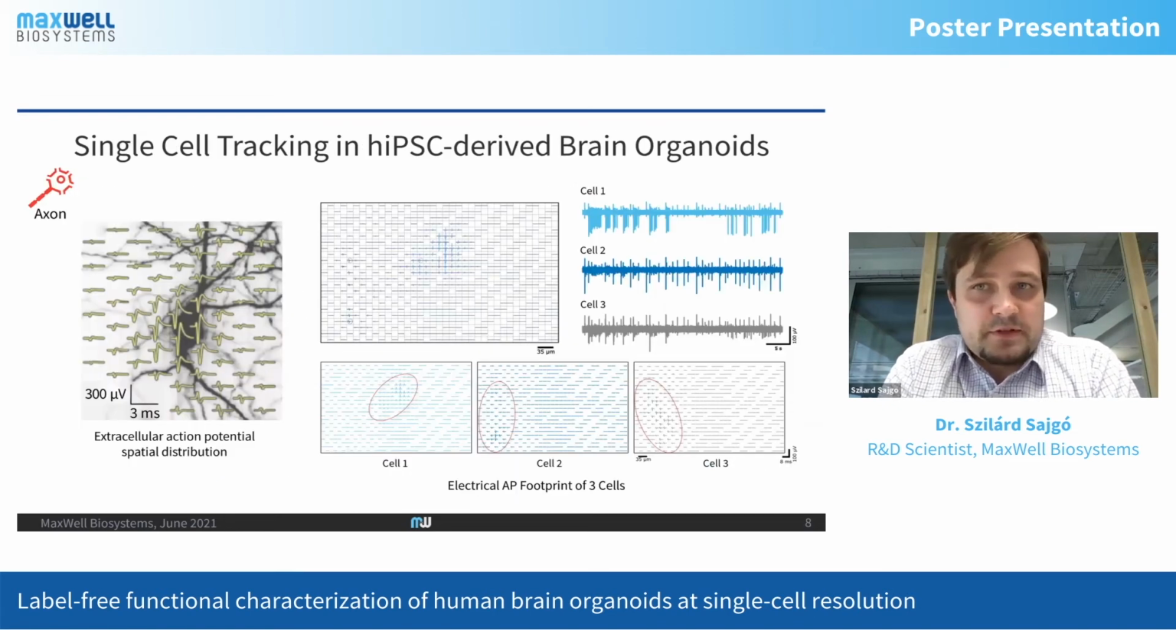And as mentioned previously, the high-density electrode array allows for detailed extracellular mapping, and it allows you to easily extract the footprints of single neurons by a process called spike sorting.